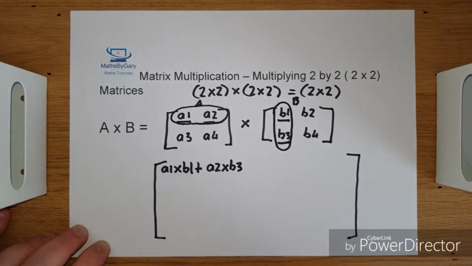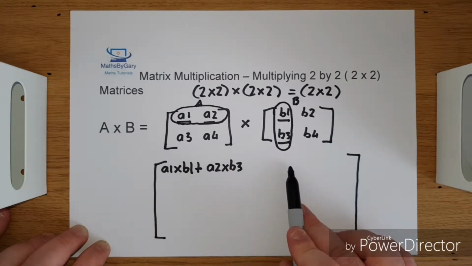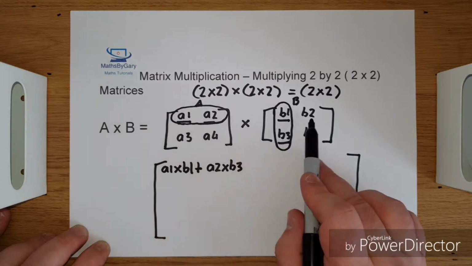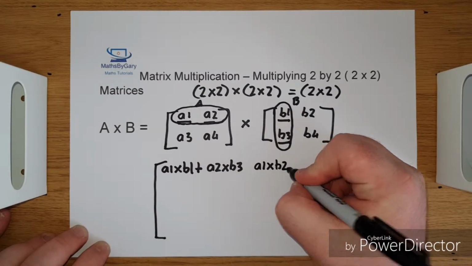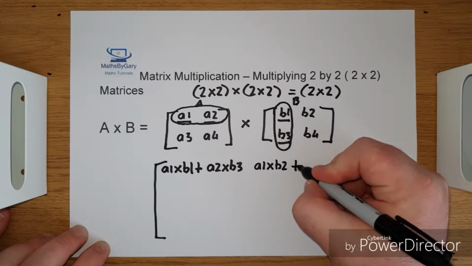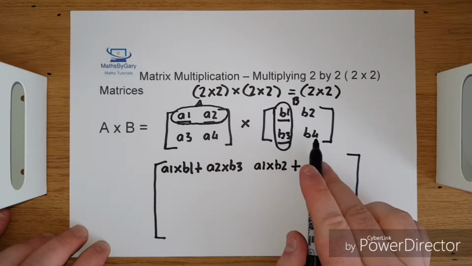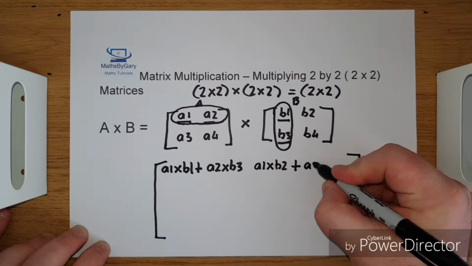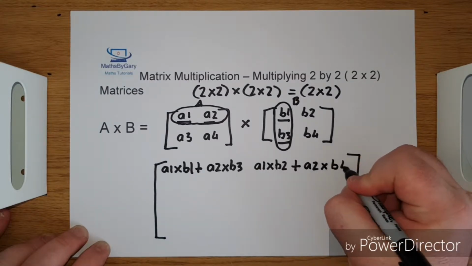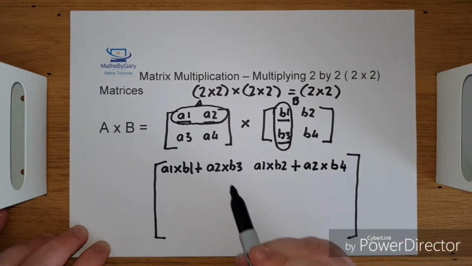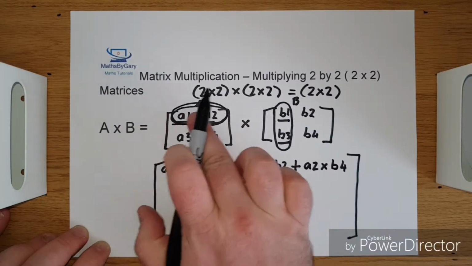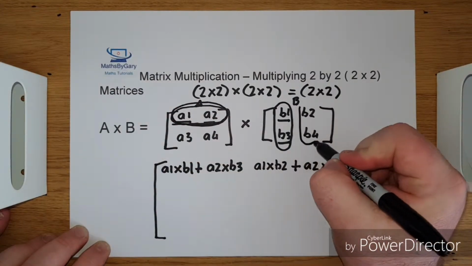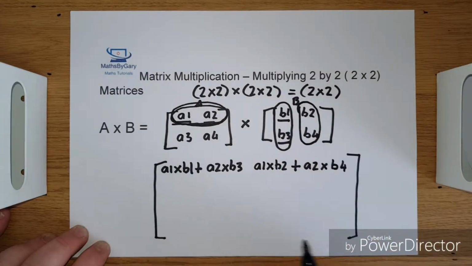The next entry, which is here, we multiply A1 by B2, so we have A1 times B2, but we're not finished, we then add A2 multiplied by B4, A2 times B4. So in effect we've multiplied this by this, and that generates the second entry.